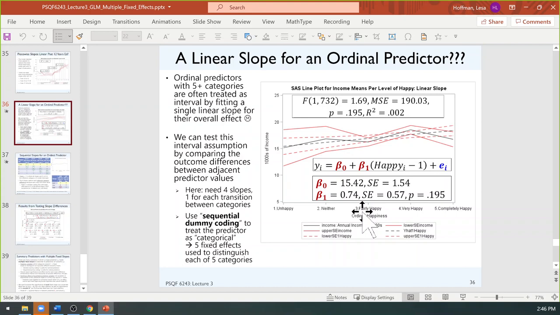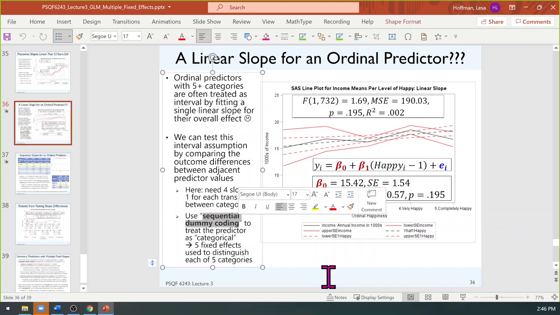So I want to show you how to test whether or not the same slope is operating all the way through these groups, such that you can think of it as a number, that a linear slope is a reasonable approximation for the relationship. To do this, we're going to use a different style of dummy coding, which is known as sequential coding in your textbook. And it uses zeros and ones like we did in the four group example, but in a slightly different way.